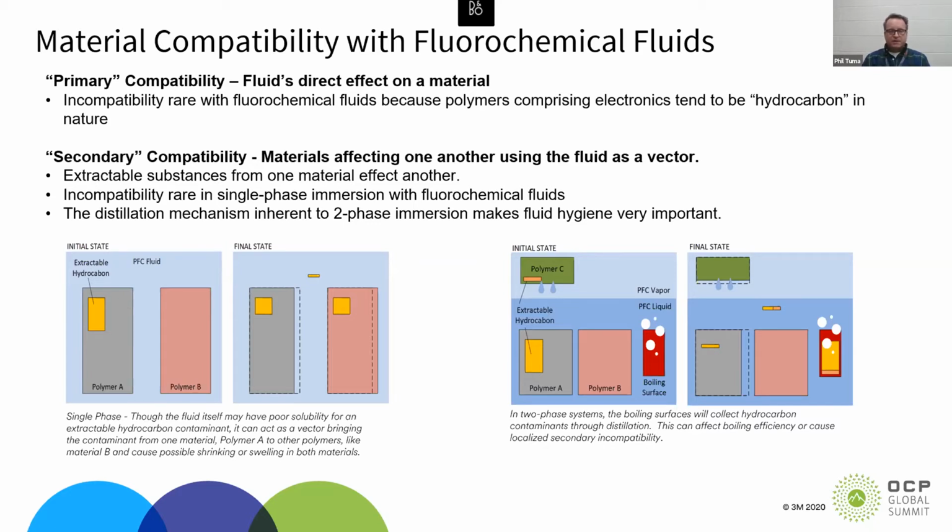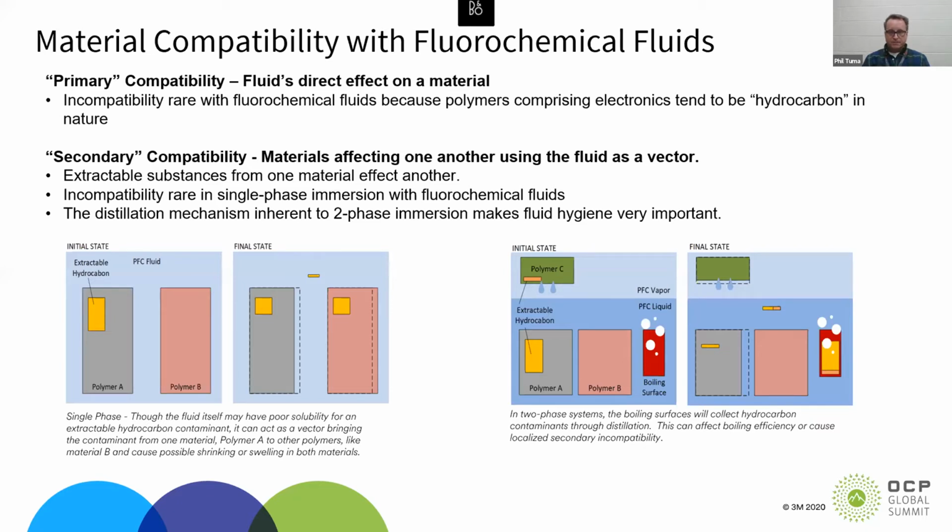So for example, and this happened at Cray many years ago, you could have a hose that's heavily plasticized. The oil that's in that hose is not very soluble in the fluid, maybe only 100 parts per million, but it can use the fluid as a vector to migrate into an adhesive, for example, and cause the adhesive to swell and delaminate. And this happened at Cray. In single phase applications, these issues are extremely rare, but they can happen. And so it's important to understand the ways that they can happen.